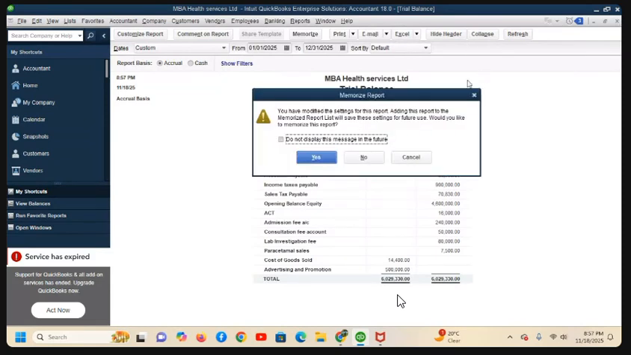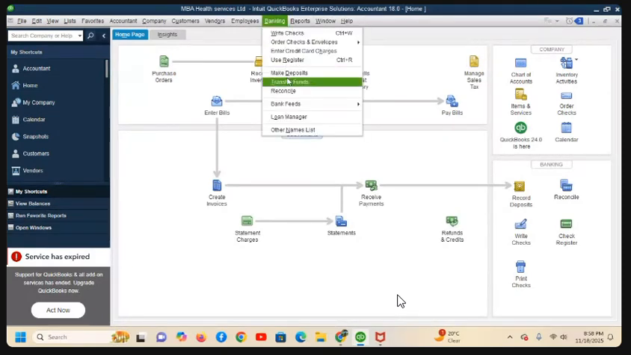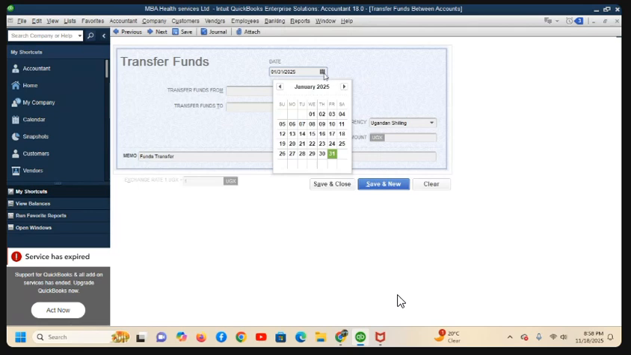So after that, I can just also do another part of the transfer. If I want to transfer money from one bank to another, I can come to banking, then I make deposit. I do transfer funds. If I want to bank the money, I can make deposit. If I want to write a check for payment, I can click write a check. So let me transfer money. Assuming now I want to transfer money from Diamond Trust Bank to Equity Bank. Let me transfer it on this date.